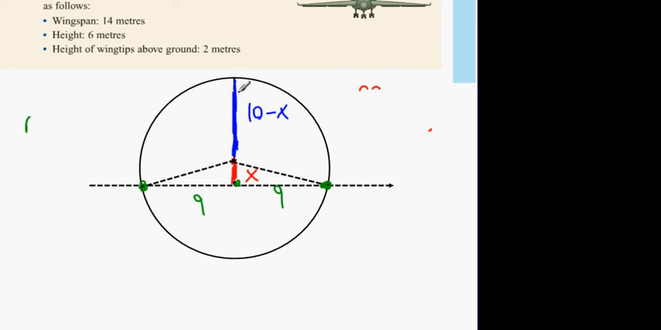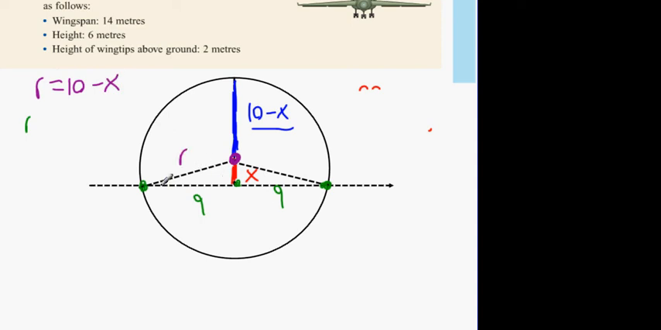Yeah, it is. But what I'm trying to say is that 10 minus x is... Oh, sorry, the green point is not the centre of the circle. Yeah, I know that. The centre of the circle is this point here. You're trying to find the radius of the circle. Okay, sorry, yeah. So radius equals 10 minus x in this question.